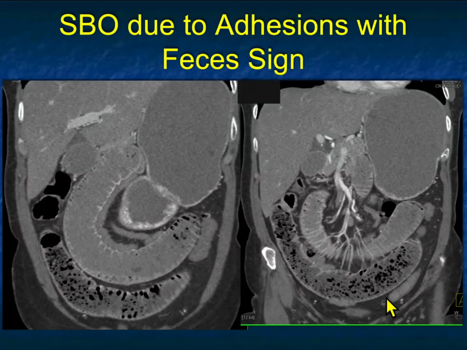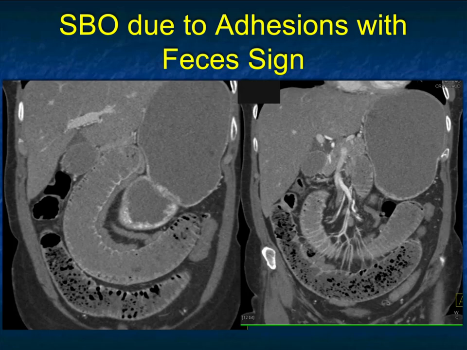Here's just a great example. Dilated small bowel, wall enhancement. You follow it down, it's kind of layering out. That's why the coronals are so good. Then you reach the lower loop, and you see it looks like stool, right? It looks like feces. This is small bowel. Transitions right here. This was an adhesion causing obstruction.